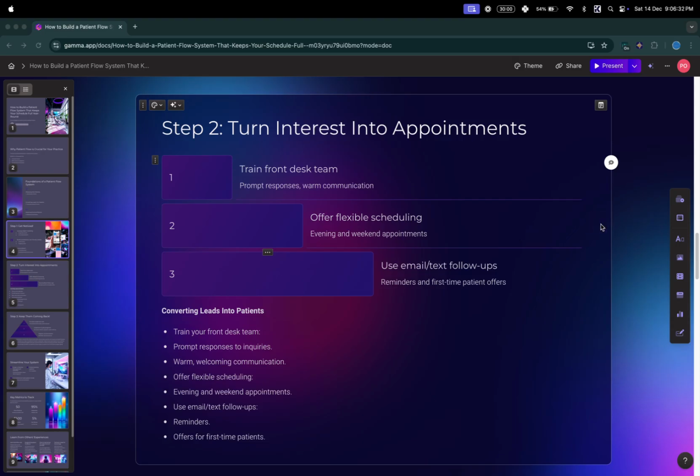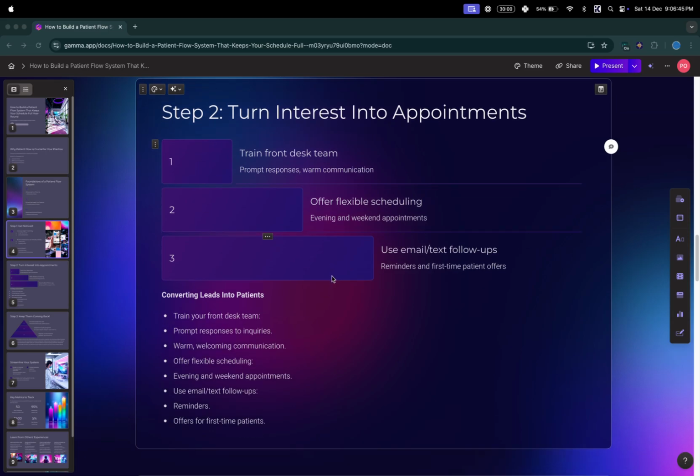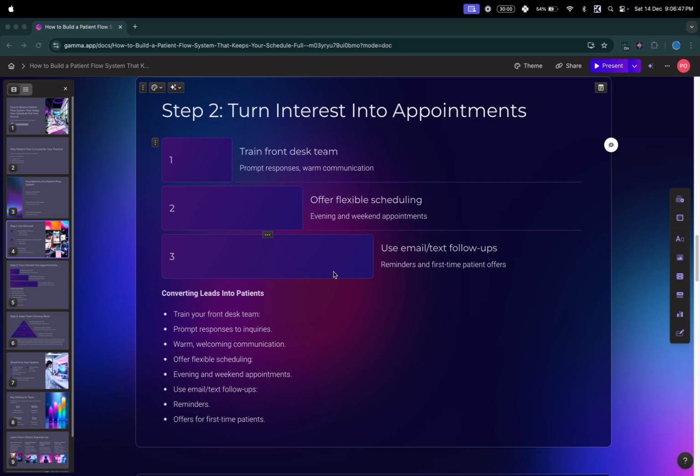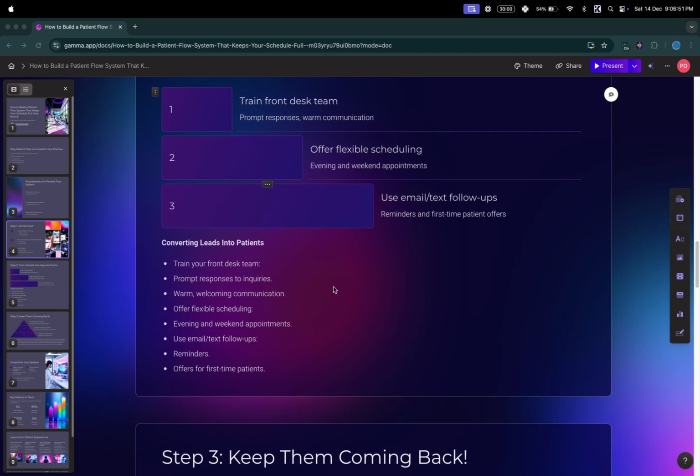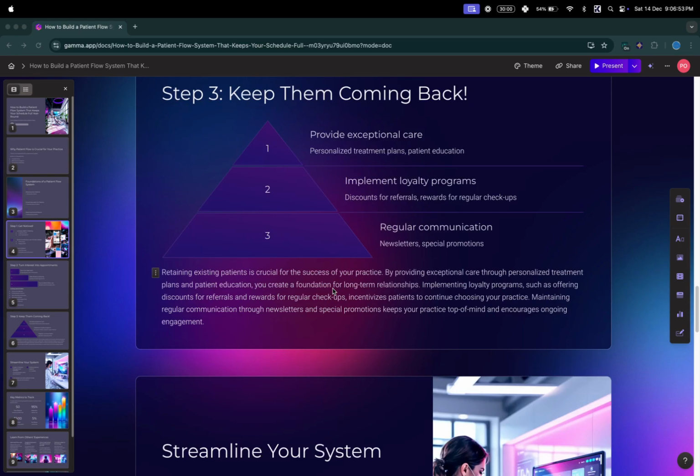Always train your hygienists to upsell the treatments and incentivize them for it. Efficient scheduling is the glue that holds your patient flow system together. Now, no system is perfect from the start. So always measure your results and make data-driven adjustments.